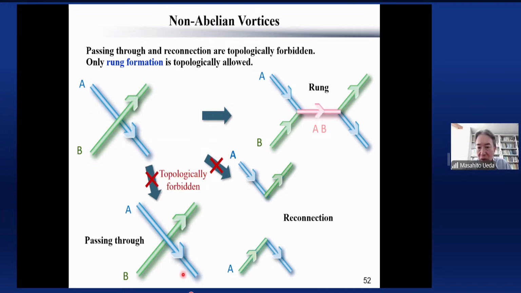However, for non-abelian vortices, passing through is forbidden because the generator creating this vortex A and the generator creating this vortex B do not commute with each other. Therefore, this and this are not equivalent. And actually, reconnection is similarly not allowed, and the only allowed configuration is rung formation.